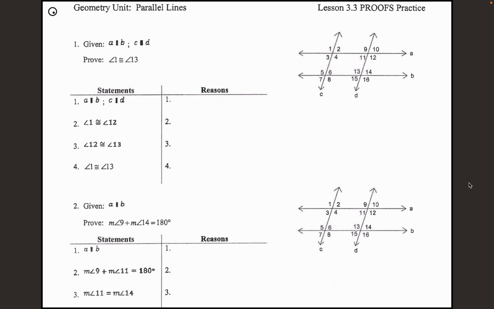Okay, let's look at the packet now. Let's look at number 1 together. But we're going to be using this image. When we use this image right here, we just looked at this. We pretty much just said what was congruent about these.